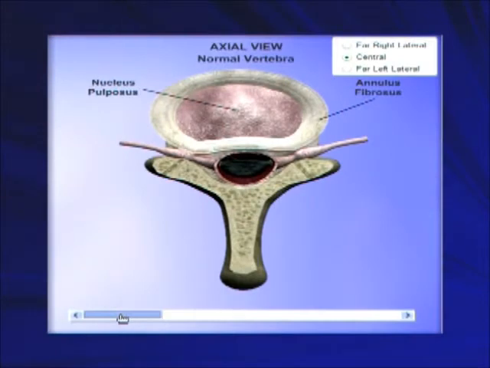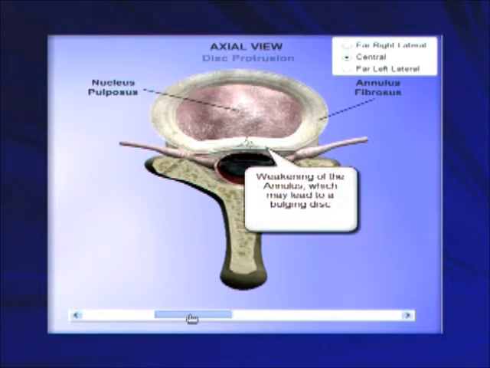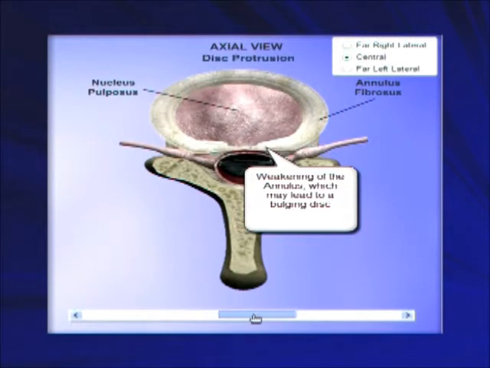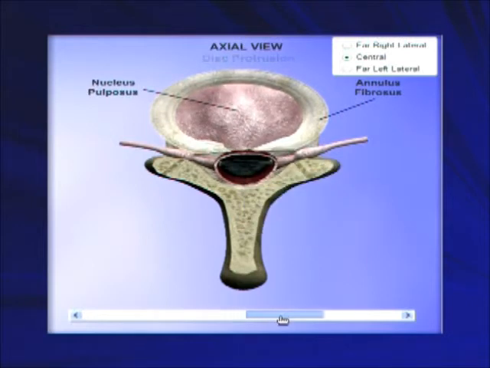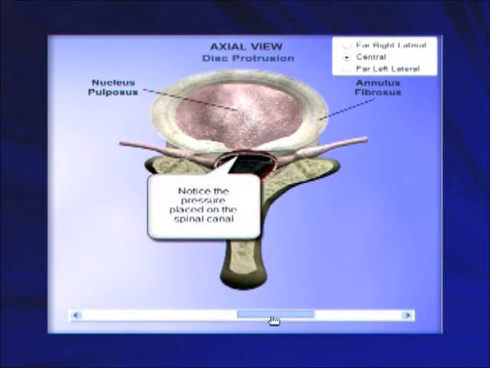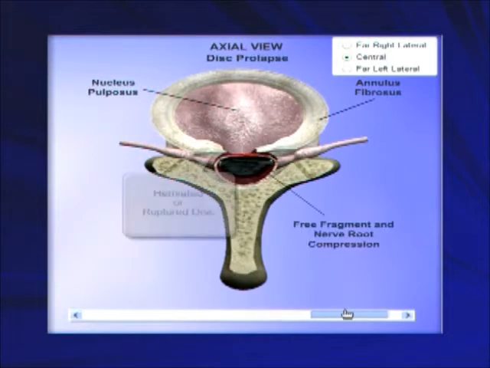Here we show an axial or top-down view of the disc and vertebra, and we identify the annulus and pulposus. Now we will animate the occurrence of a centrally bulging disc and then a herniated disc. Notice that under stress, the annulus may weaken over time and eventually herniate or rupture without proper care.